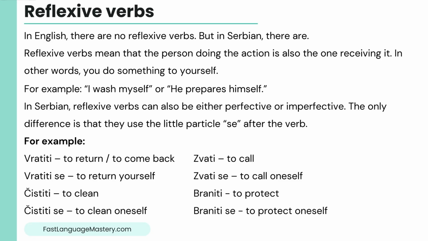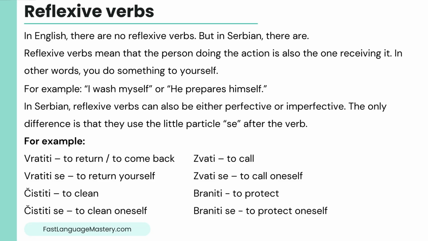In Serbian, reflexive verbs can also be either perfective or imperfective, everything the same. The only difference is that they use the little particle se after the verb, or before, depending on the conjugation. So, for example, vratiti, to return or to come back. Then vratiti se, to return yourself or to come back. Actually, it would be more correct to say vratiti se to come back, and vratiti to return something. Not a really correct translation I typed here, but okay. Just remember, vratiti to return, vratiti se, to return yourself or to come back.